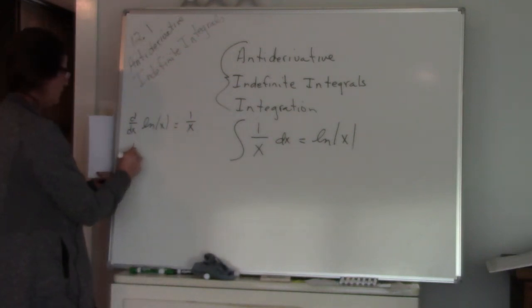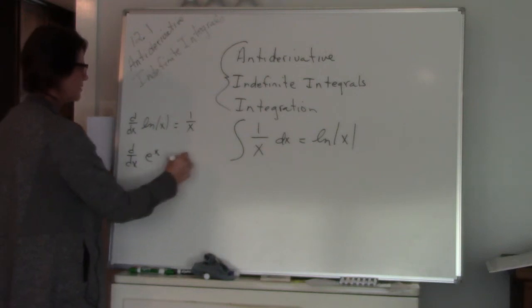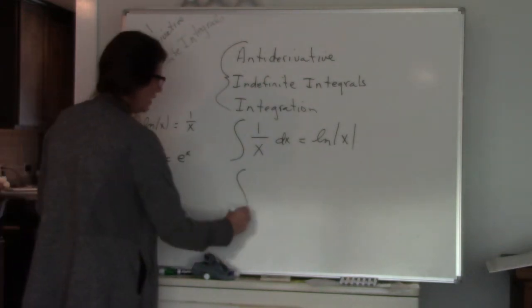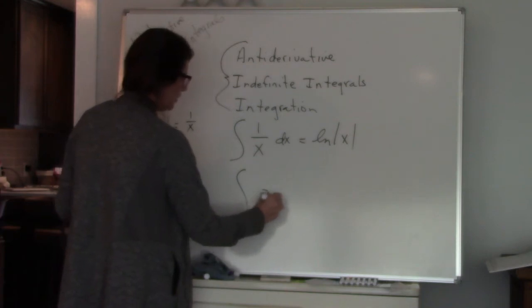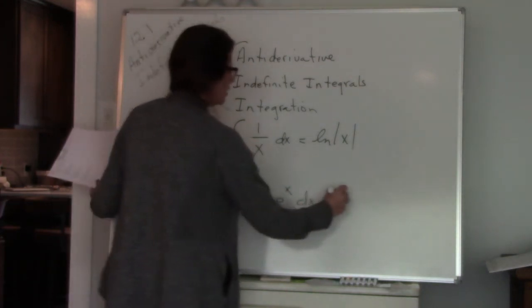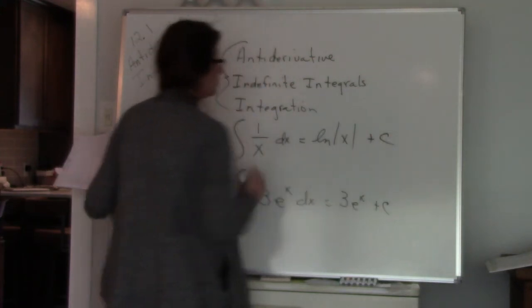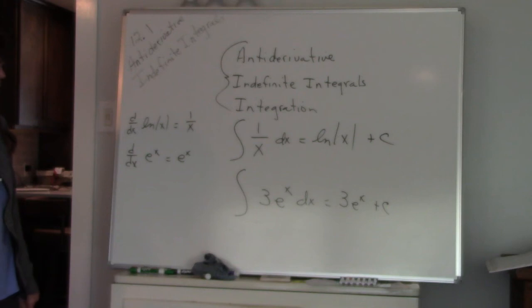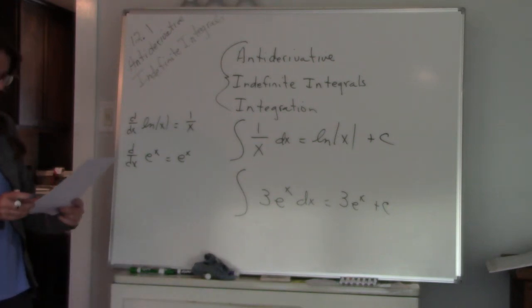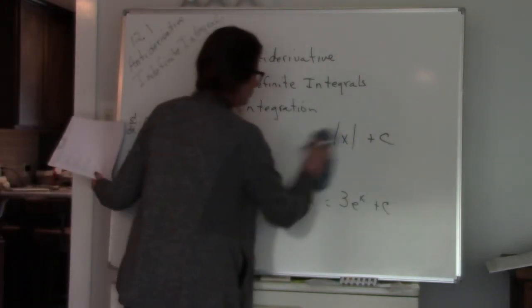Remember, the derivative of e raised to the x power was e to the x. So the antiderivative of, say, 3 e to the x dx is 3 e to the x plus c. And again, I should have put plus c there. That's easy to miss. Because we're doing indefinite integrals, you need to put in your plus c. Okay? Now let's try a couple with fractional exponents.